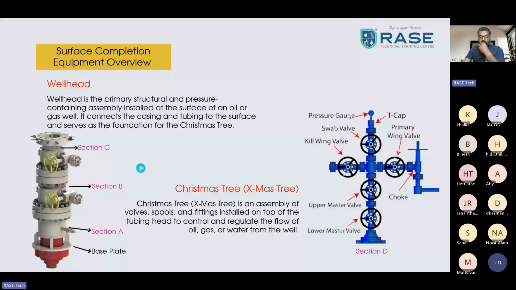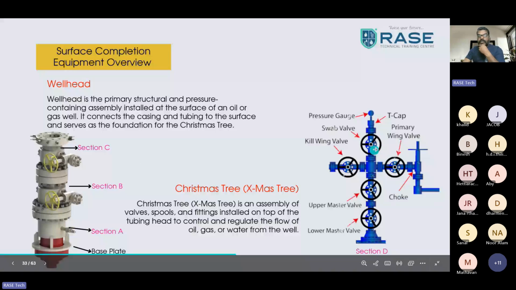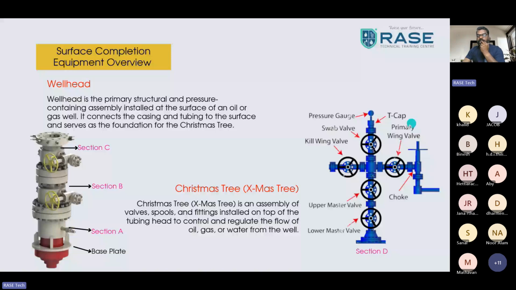So this is the Christmas tree. There are valves with different names: master valves, upper master, lower master. You can see the adapter. This is a choke valve for flow regulating, and this is the primary wing valve to control the flow for injection, production, whatever. This is your tree cap for intervention and maintenance. This is your swab valve for maintenance activities, for slickline interventions, wireline interventions, coiled tubing interventions.